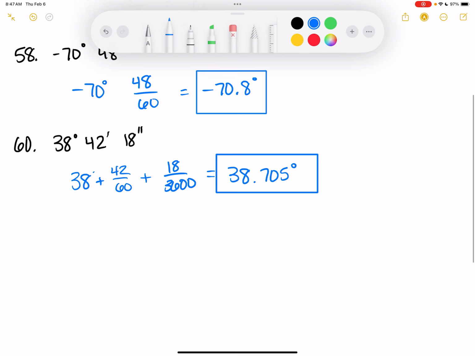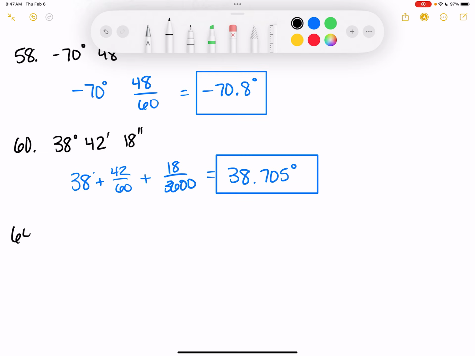See, one more of those. 64, 165 degrees, 51 minutes, and 9 seconds. And I don't really know why they write it as 09. I'm assuming it's just a notation thing. The 0 in front.